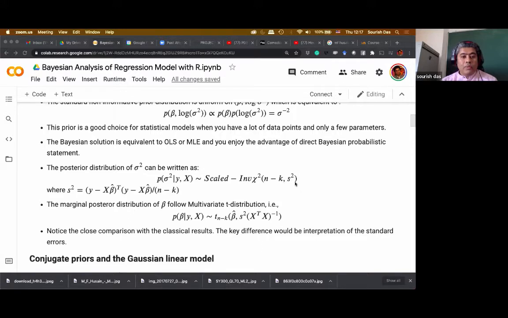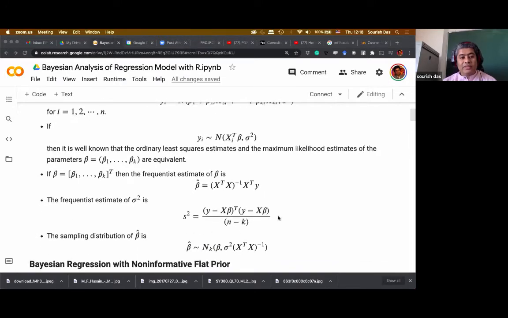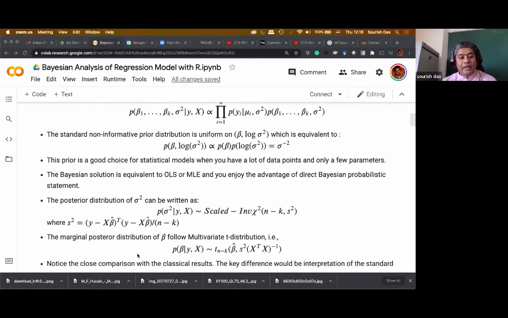Now, what will be the posterior distribution of sigma square in this case? It turns out that the posterior distribution of sigma square given y and x is a scaled inverse chi-square distribution with degrees of freedom n minus k and the location parameter s square, where s square is the sample variance, that is, the frequentist estimator s square. Exactly the same thing.